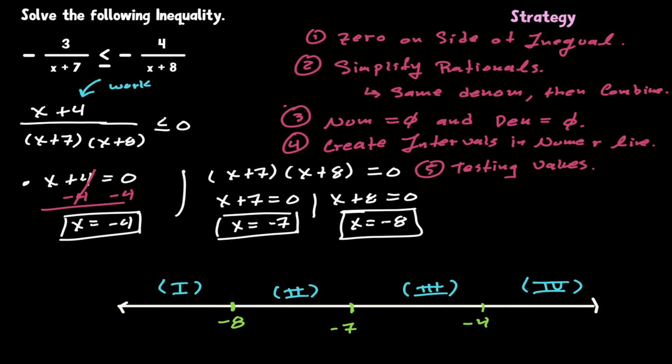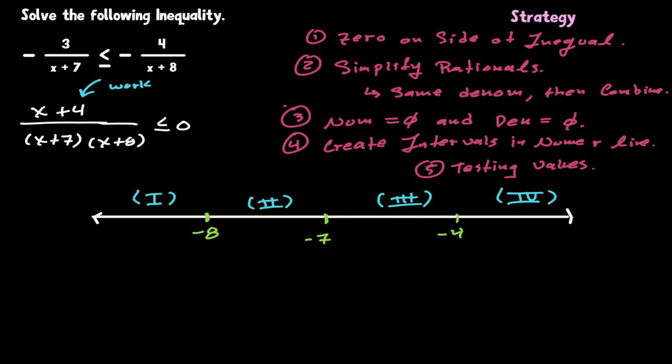And this is how we're going to find our solutions. So let me erase some of my work to test some of those values. Again, what we did here, we created intervals. So let's test interval number 1. Let's choose some value that is in this interval, some value that is less than -8. I'm going to choose -10. You can choose any value you want as long as it's in this interval.